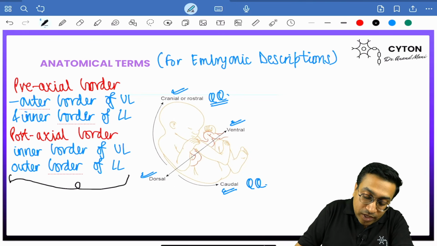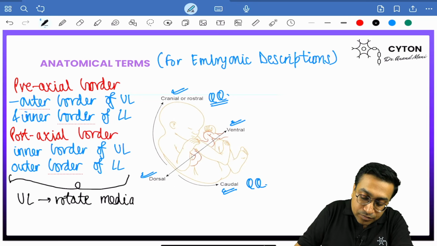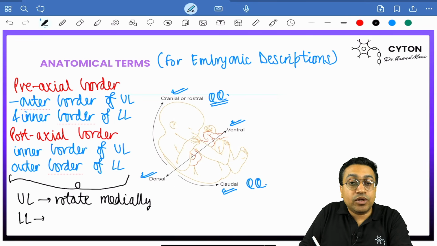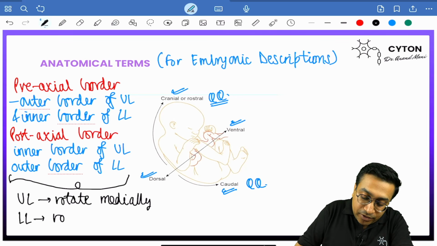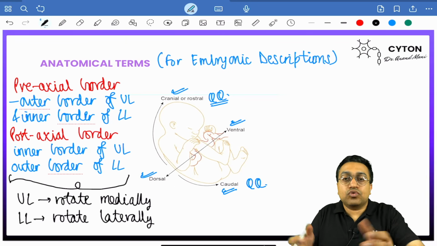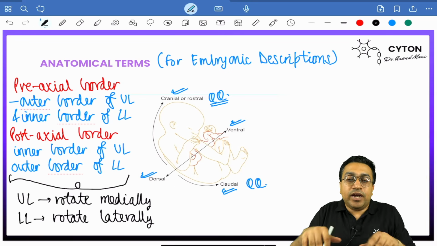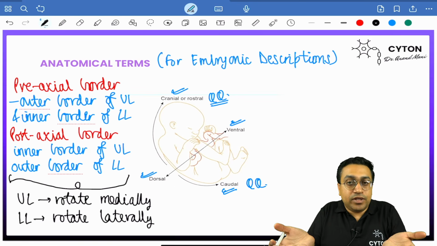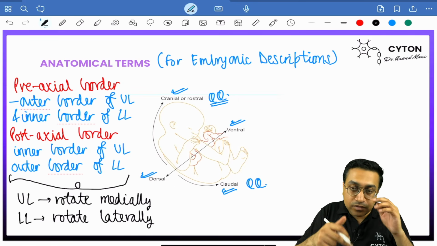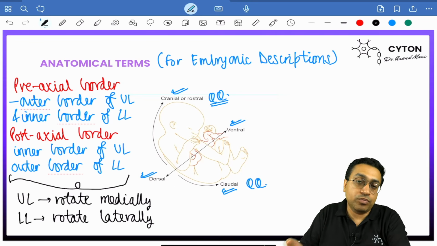Okay, so what happens? The upper limb rotates medially, and the lower limb rotates laterally. So upper limb rotates medially and lower limb rotates laterally. That's the reason why the pre-axial and post-axial borders are opposite.